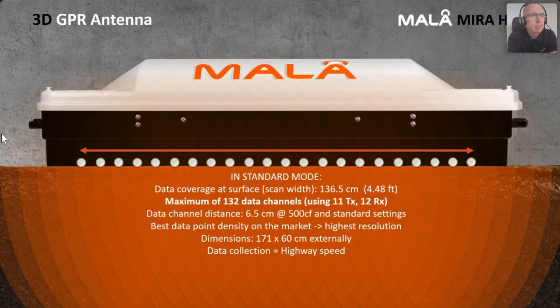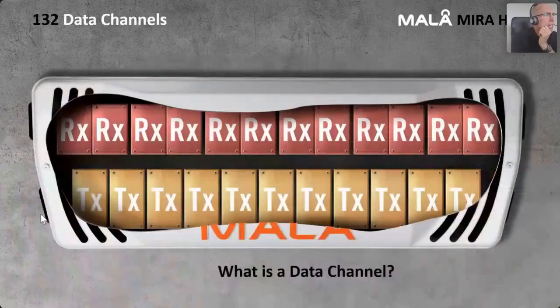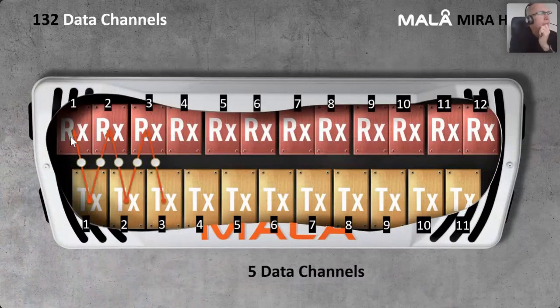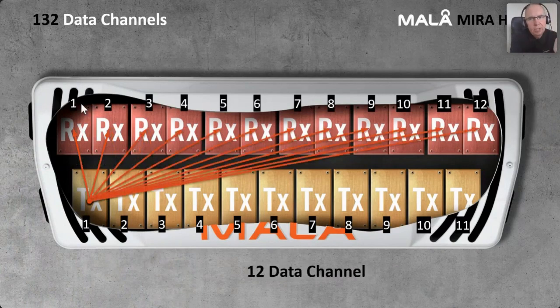So what is a data channel? As I said initially, we're going to fire from the first transmitter to the first receiver. That's one data channel. And then we're going to sequentially run down the bank of channels to collect the data. Here we've got 5 data channels. Typically that first array, that first measurement there, running down the bank is the standard setup.